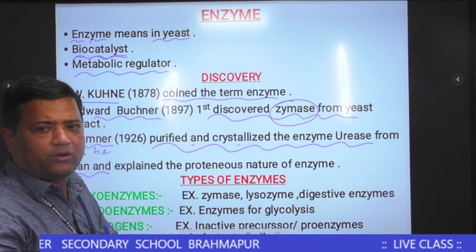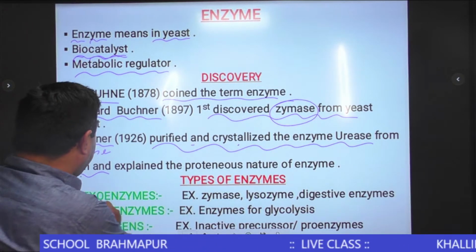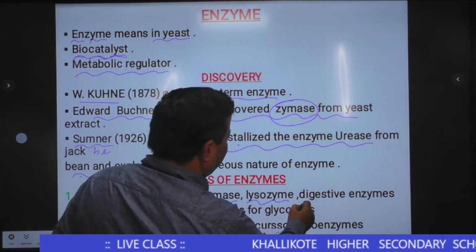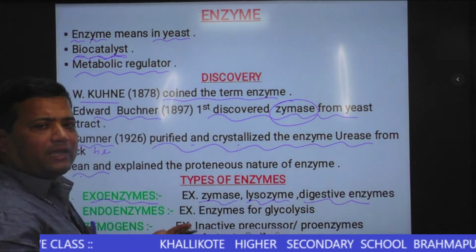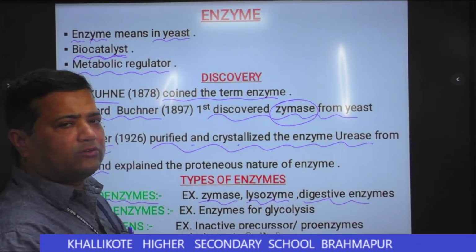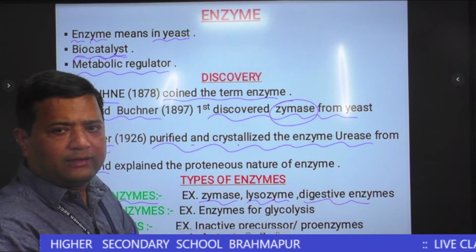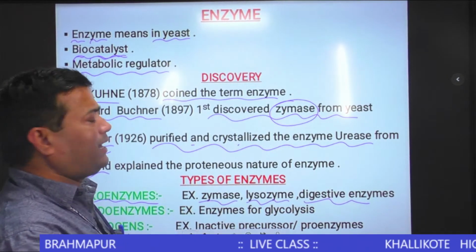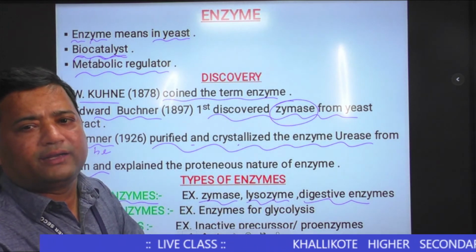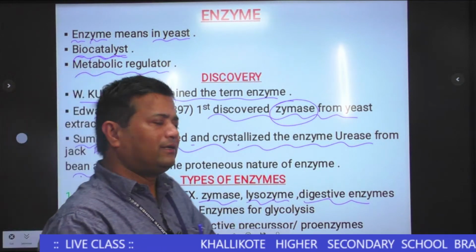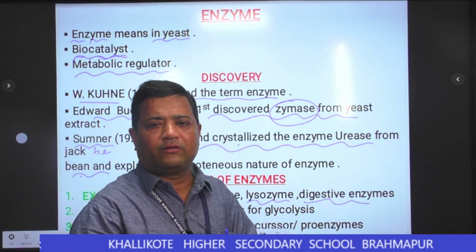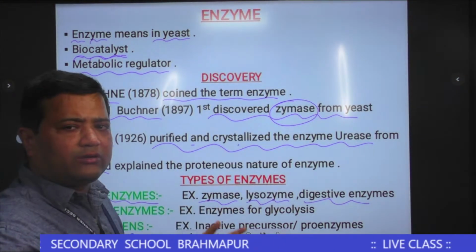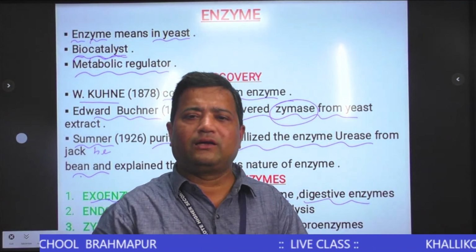Those enzymes which function outside of the cell are called exoenzymes. Similarly, zymase enzyme, lysozyme enzyme, and digestive enzymes are considered exoenzymes. Suppose in our alimentary canal, digestive enzymes are secreted from the different glands into the lumen of the alimentary canal. In the lumen, these enzymes digest the food material. So, my point is exoenzyme means those enzymes that function outside of the cell.